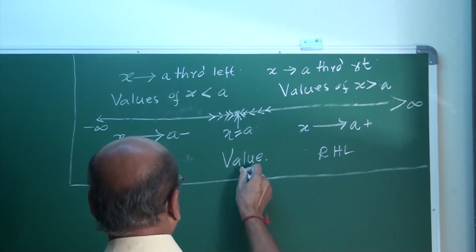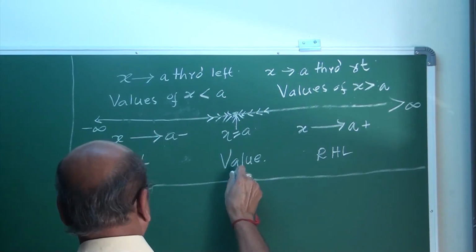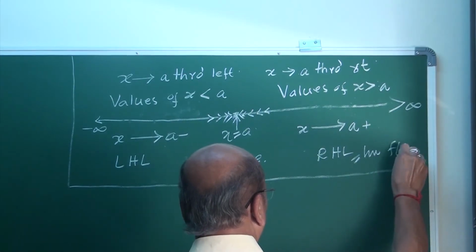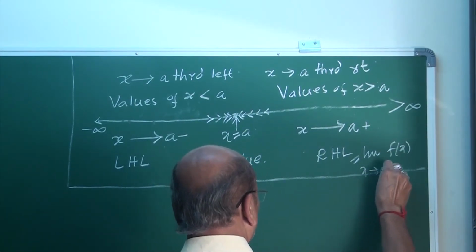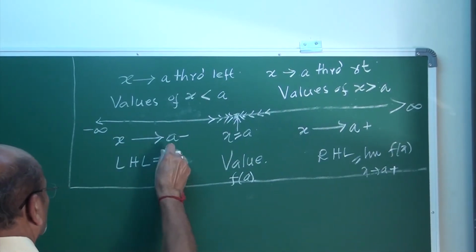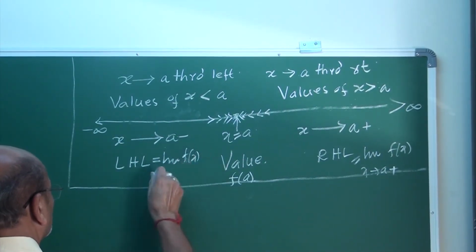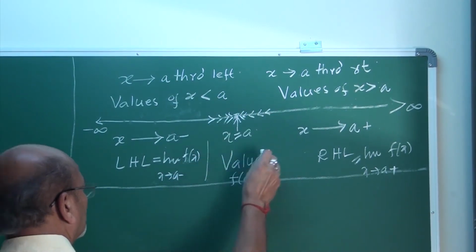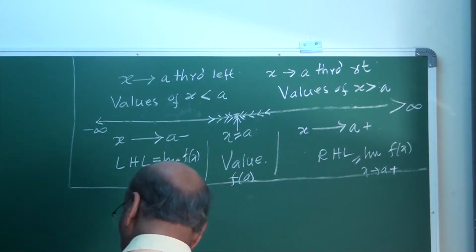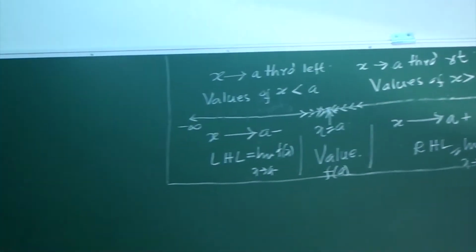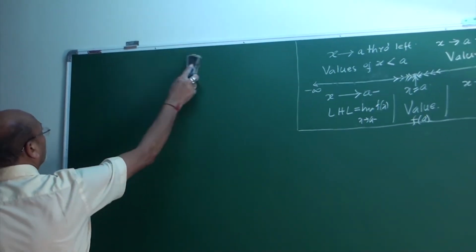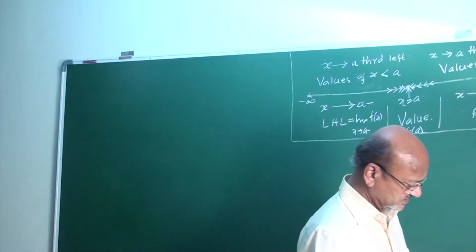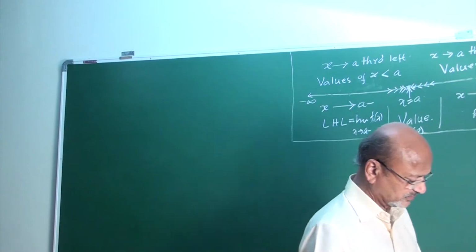Value means f of a. RHL means limit of f(x) as x tends to a plus. LHL means limit of f(x) as x tends to a minus. This is for LHL, this is for value, that is for RHL. Three divisions. Yes, my friend, this is about LHL, RHL, and value of the function.